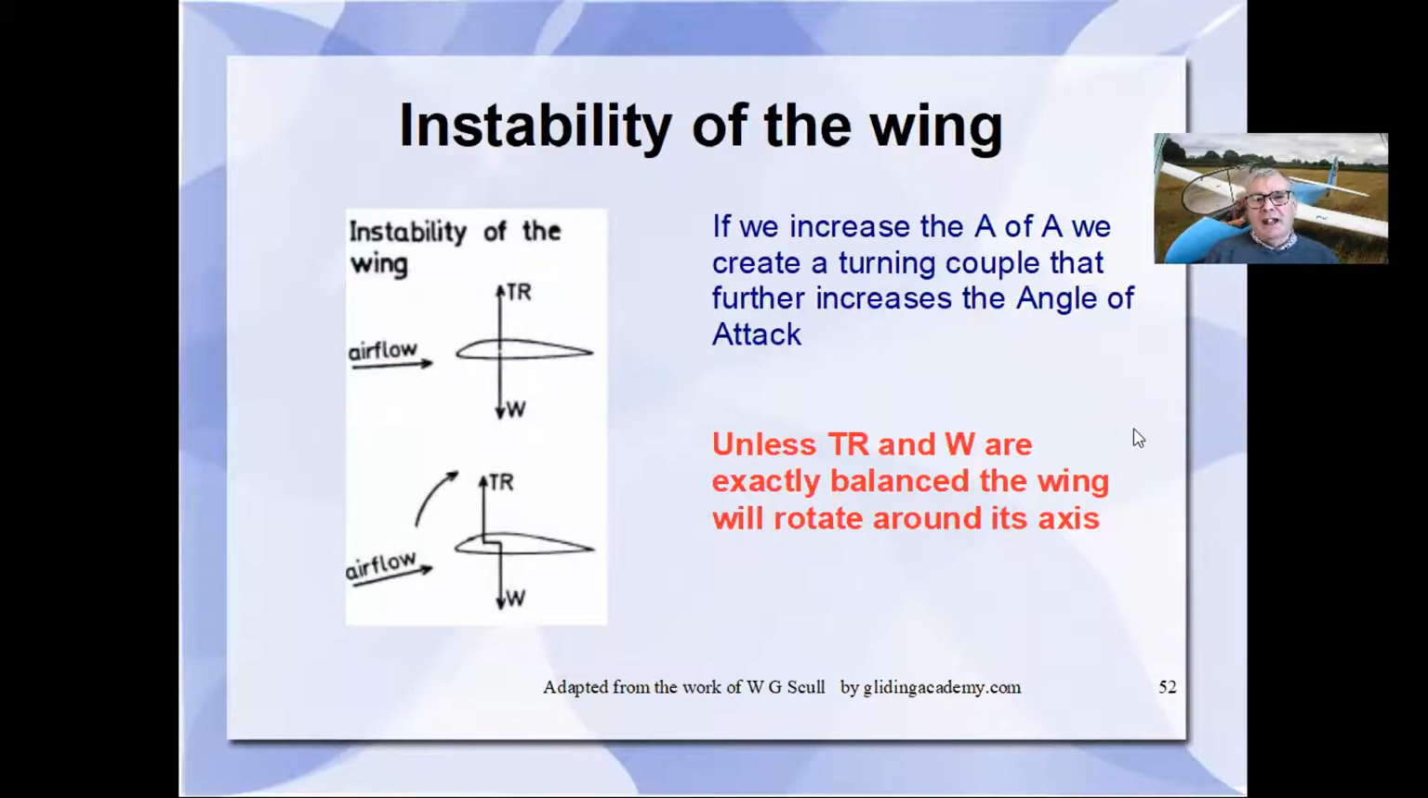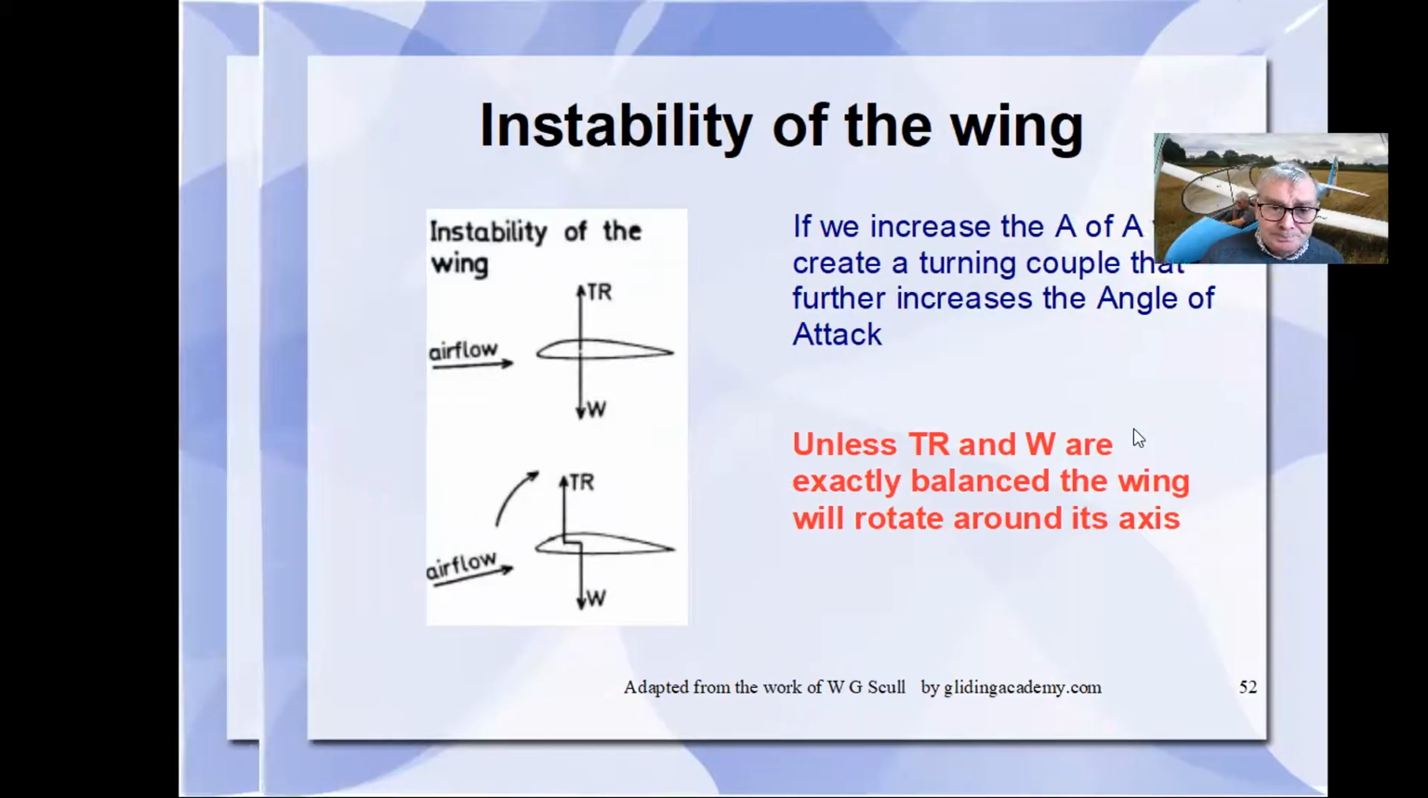Unless the total reaction and the weight are exactly balanced, so they're acting through exactly the same point, then the wing will either tip up or tip down, and it will tend to tumble. So it needs to be totally in balance for this tumbling not to happen.